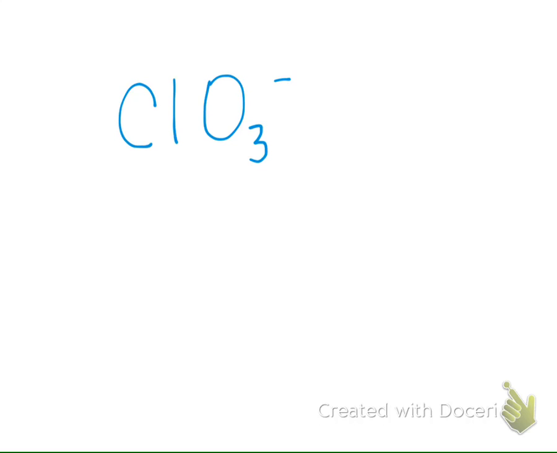Oxygen's oxidation number is always -2. And we have 3 of those, which gives us a what? -6. And we want this bottom part to equal -1, because the overall charge on the molecule is -1. So we know our oxidation numbers have to equal -1. So what will give us a -1 if we have a -6 and some positive number here? Yeah, +5. So that means chlorine's oxidation number here is +5.